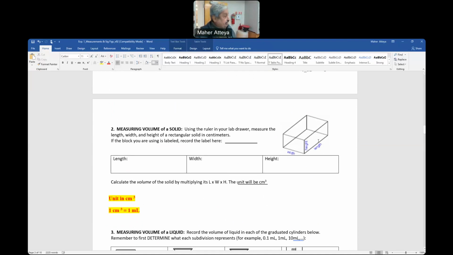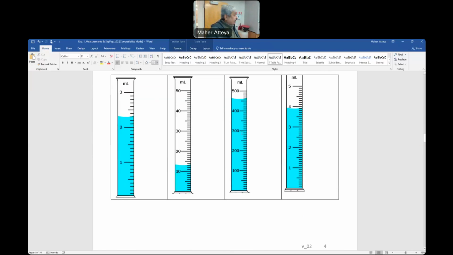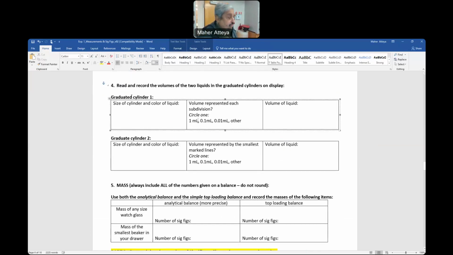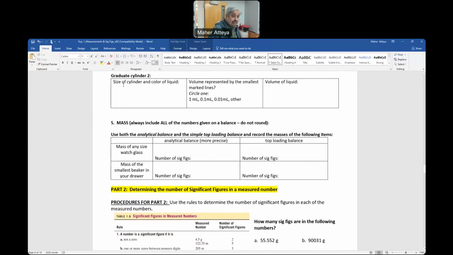Okay, guys, so this one here is theoretical, but you have to do what? The actual one. This is the theoretical one, the same thing we did here. We did that theoretical one, but you have to do the actual one, correct? And for the masses, we have to do the actual one, which is the mass of a beaker in both balances, top load and analytical, and the mass of the watch glass on both balances, analytical and top load, correct? And then you do the significant figures and everything.